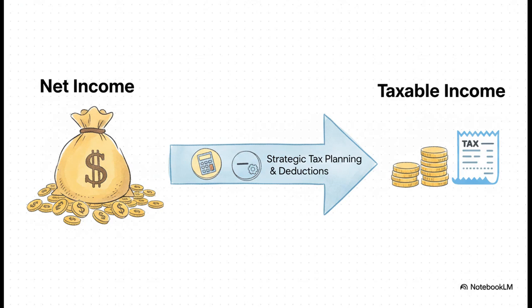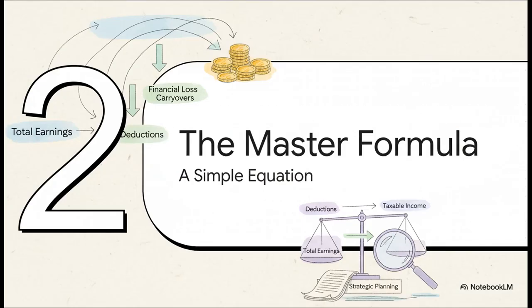This lays it out perfectly. On the left, you've got net income. Think of that as your gross earnings, the total you brought in the door. But on the right, that's the number that matters, taxable income. That's the finish line. And the space between that starting line and that finish line, that's where all the smart tax planning happens. So how do we actually get from point A to point B?